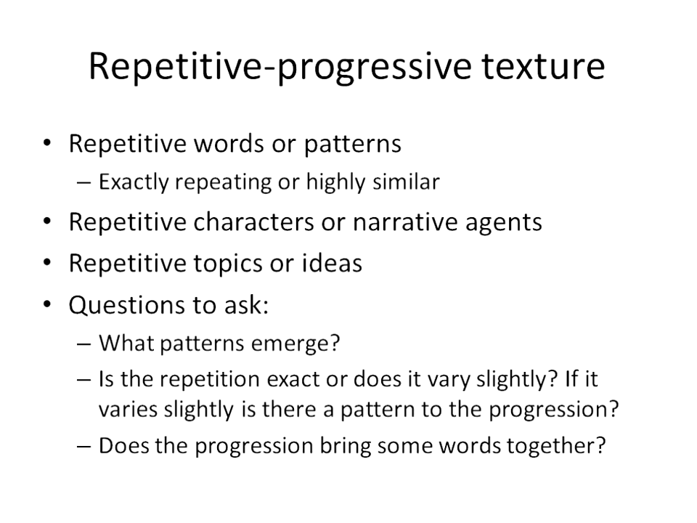So let's look at the repetitive progressive texture. He looks for repetitive word patterns that are repeating or highly similar. Some of you have been told that if it's not exact, it's continuing. And that's what he means, it's a continuing pattern of words. He looks for repetitive character or narrative agents. He looks at repetitive topics or ideas. He asks, what patterns are emerging? Is the repetition exact, or does it vary slightly? If it varies slightly, is there a pattern to the progression? Does the progression bring some words together besides the pattern?